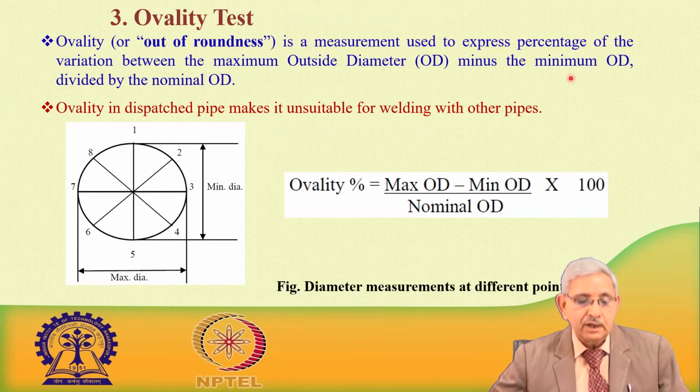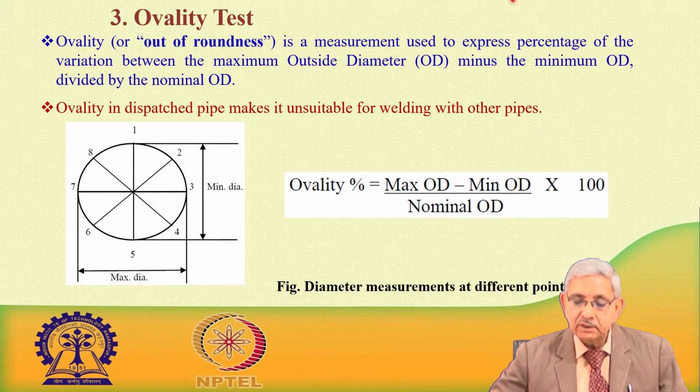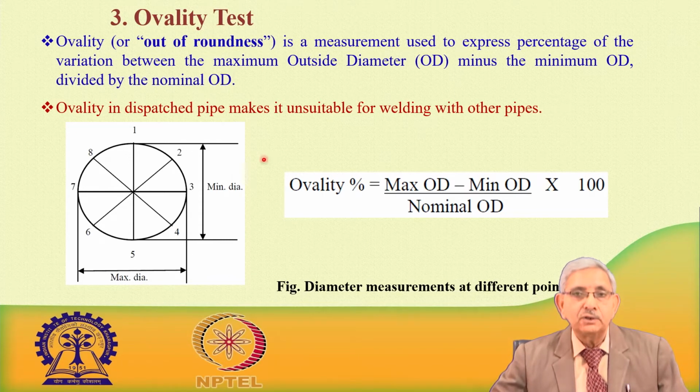OLT test, as the name says, OLT means it has deformed from the original shape. So, OLT is a measurement to express the percentage of variation between the maximum outside diameter, that is OD, minus the minimum OD, divided by the nominal OD, that is the outside diameter.